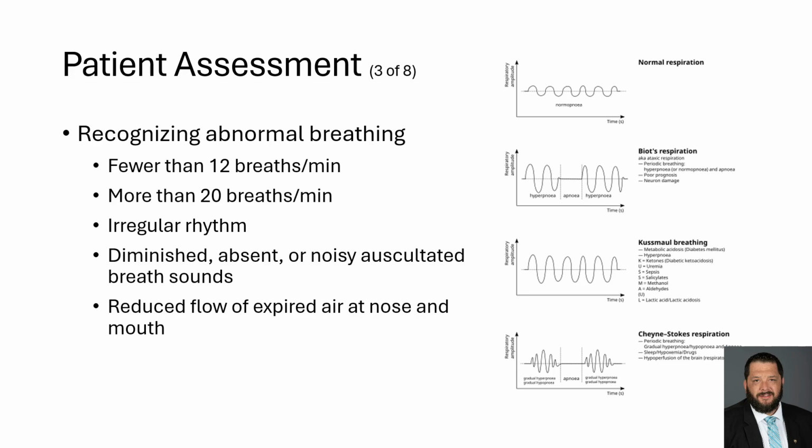You can see that we also see Kussmaul respirations, and this is deep, rapid respirations. And then Cheyne-Stokes respirations, which are irregular respirations with a period of apnea in between. So any of these irregular rhythms could denote insufficient respiration for the patient.